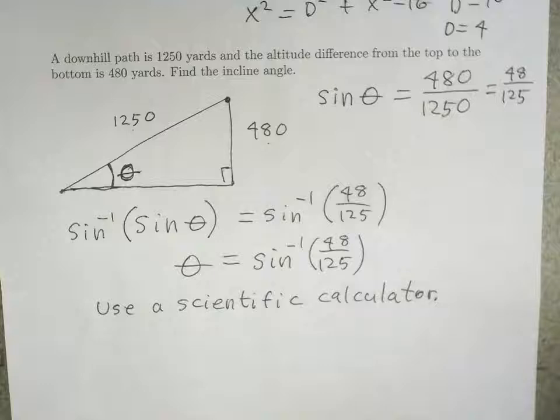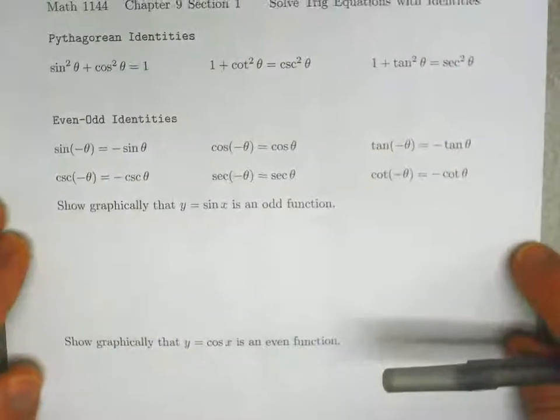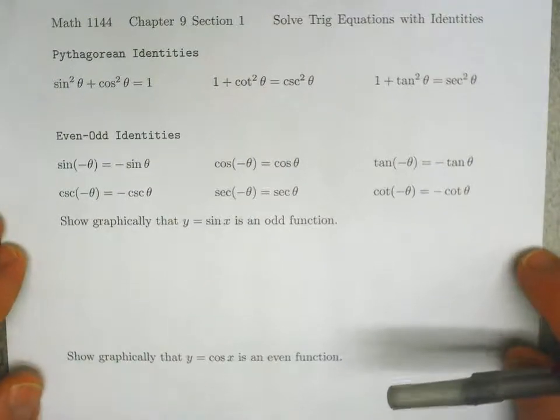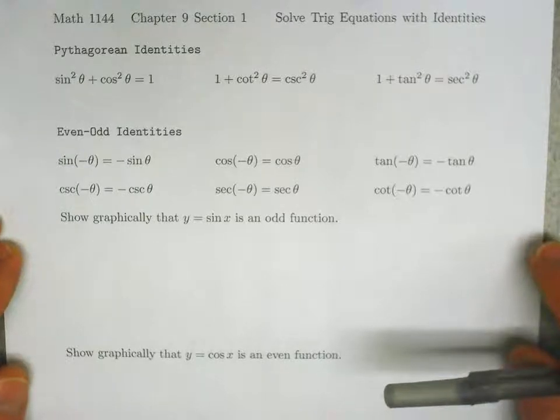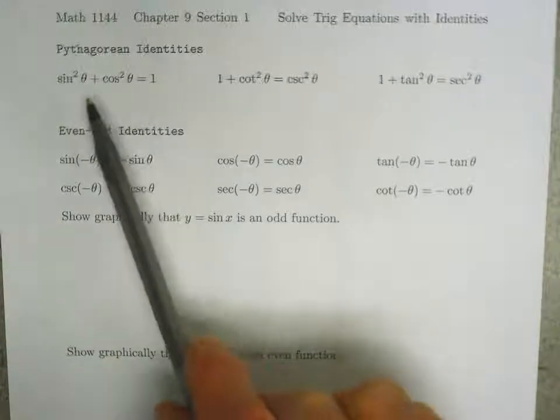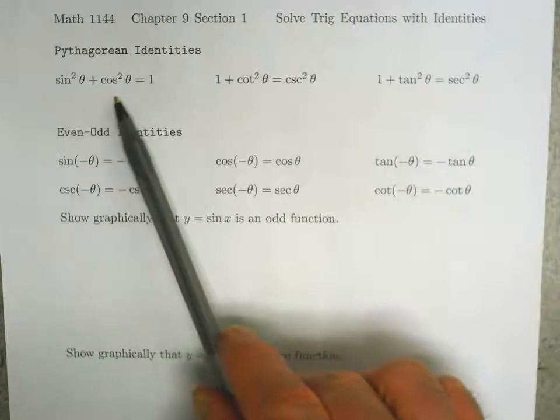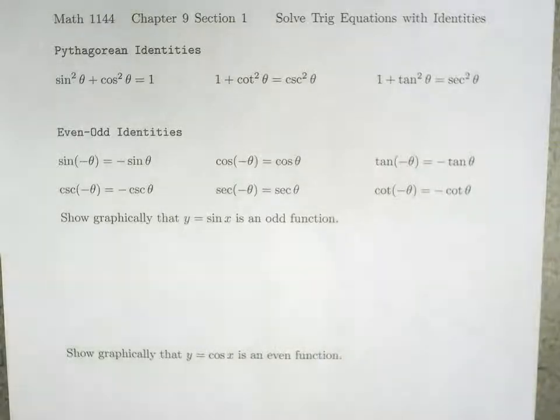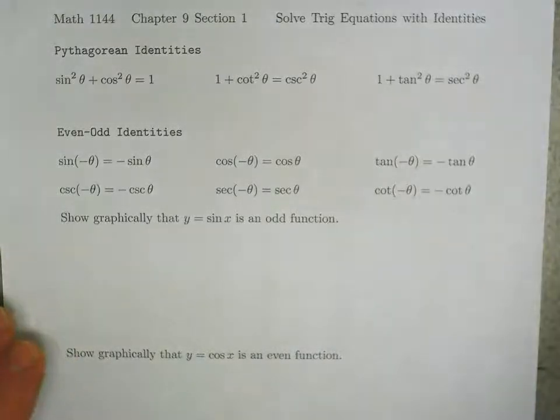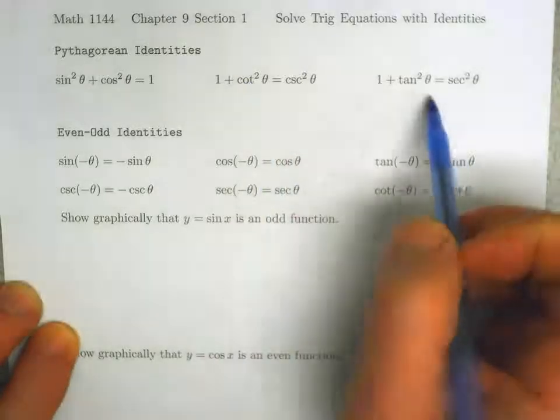Okay, now we'll move on to section 9.1. Well, we will review some identities to start with. The Pythagorean identities, sine of theta squared plus cosine of theta squared equals 1. And I'll remind you how the other two can be derived.